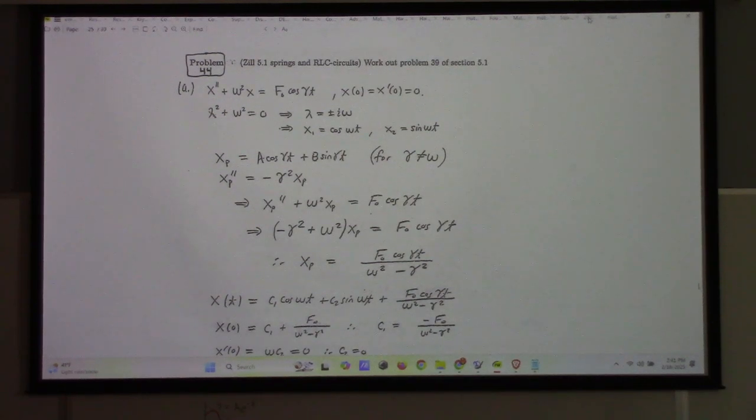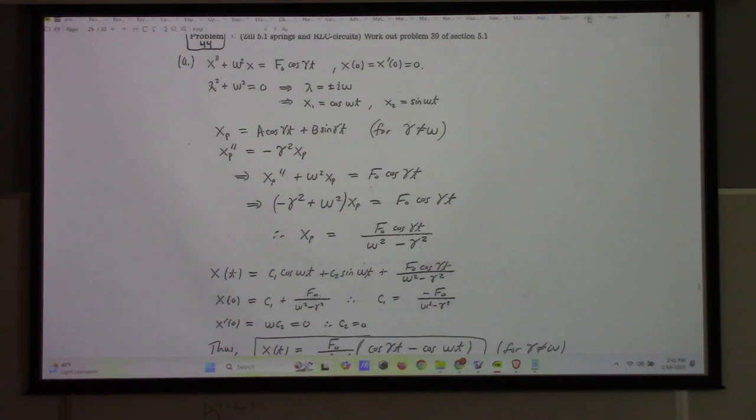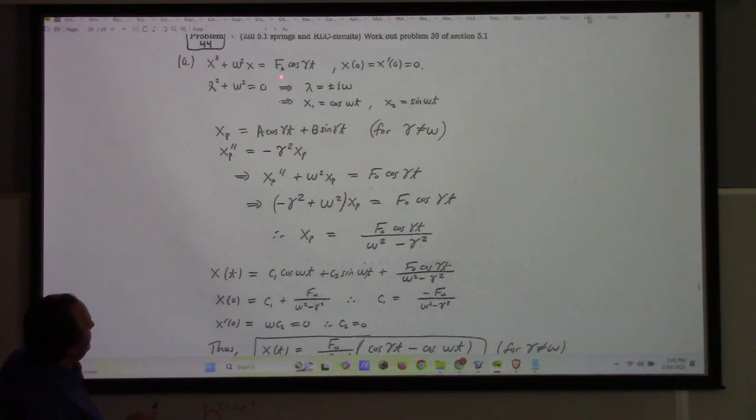This problem is kind of interesting. Here we had x'' plus omega squared x equals F naught cosine gamma t. To start out, we assume that gamma is not equal to omega, which means there's no overlap. So the particular solution looks like this. Twice differentiation gives you back minus gamma squared times the particular solution itself. So when you plug it in, you just have this.